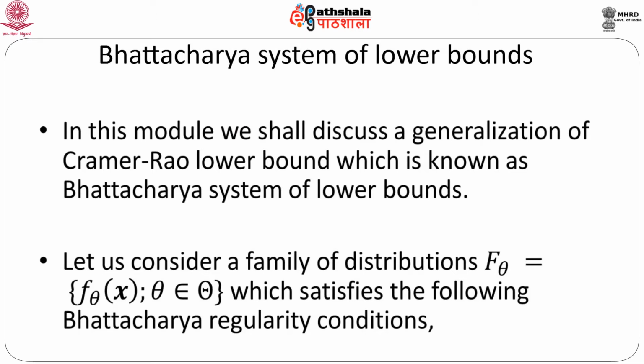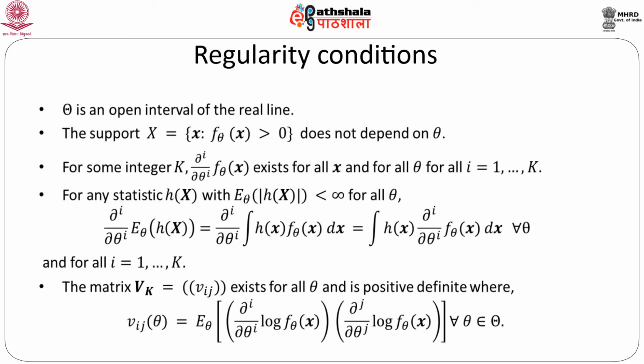In this lecture, we shall discuss a generalization of Cramer-Rao lower bound which is known as Bhattacharya system of lower bounds. Let us consider a family of distributions script F equals to the set of all f_theta(x) such that theta belongs to script Theta, which satisfies the following regularity conditions. Number 1, script Theta is an open interval of the real line. Number 2, the support script X, which is equal to the set of all x for which f_theta(x) is greater than 0, does not depend on theta.